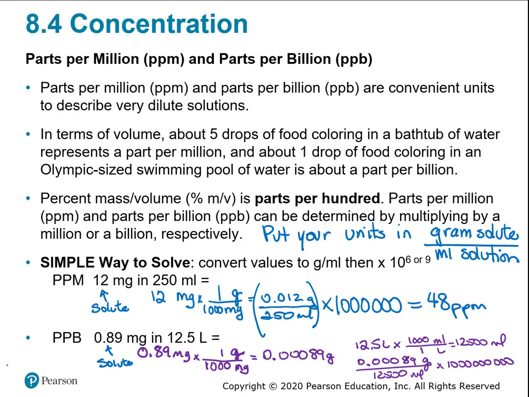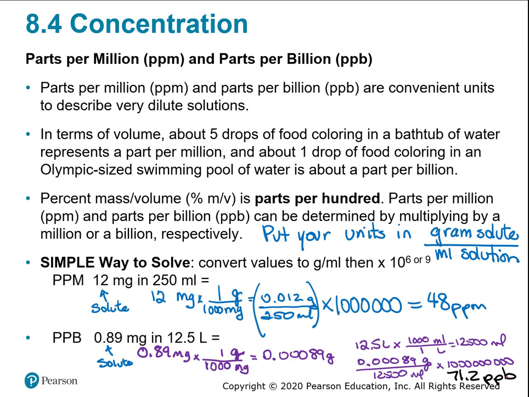Now I've got grams and milliliters. I just divide them. So that's 0.00089 grams divided by 12,500 milliliters times a billion. So a billion is a 1 with 9 zeros after it. So just make sure you count 1, 2, 3, 4, 5. Count the 9 out as you go through. When you multiply it times a billion, what did you get? Say it again. Yep, 71.2. So I got 71.2, and that would be ppb.